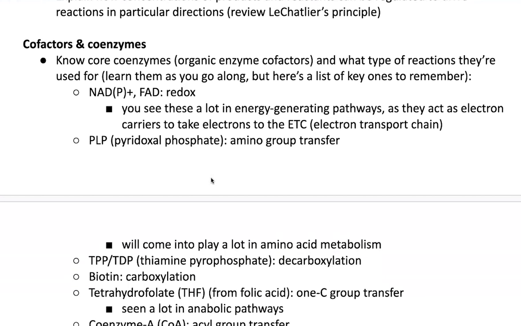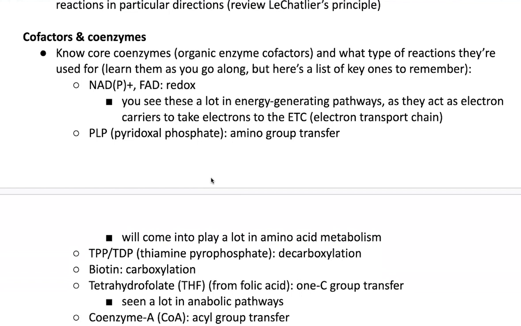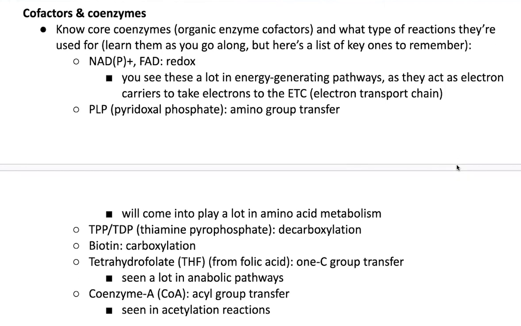Know that enzymes are going to play key roles in making metabolic reactions happen. Know that enzymes often do this with the help of molecules called cofactors. And so cofactors can be things like metals, in which case we have metalloenzymes, or they can be things like coenzymes, which we typically think of as like organic molecules, so often like vitamin derived. Know the core coenzymes and what type of reactions they'll be used for. So learn them as you go along, but these are the key ones that you should remember. And when you see these, you should think, oh, this is this kind of reaction.